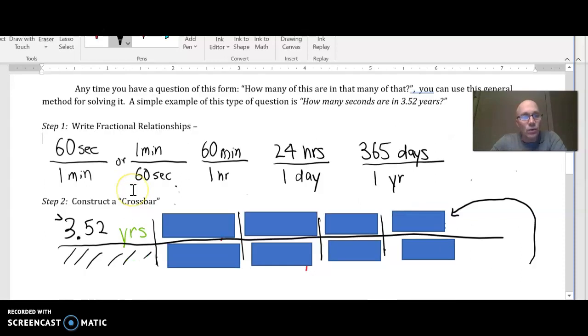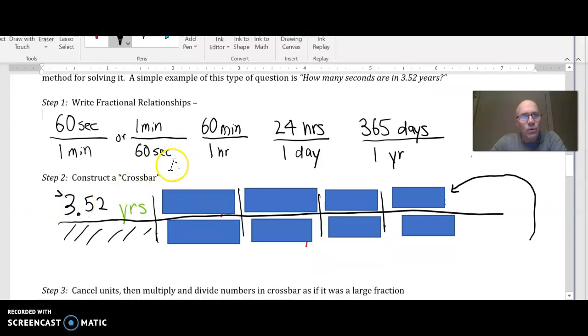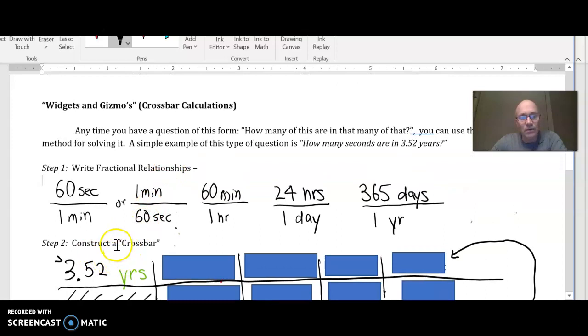Okay, so what we're going to do now is construct what we consider a crossbar. All right, and the thing about the crossbar is at the time that you start to construct it, you don't know exactly how long it's going to be.